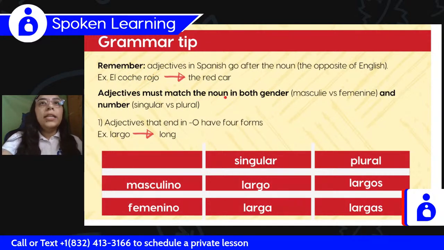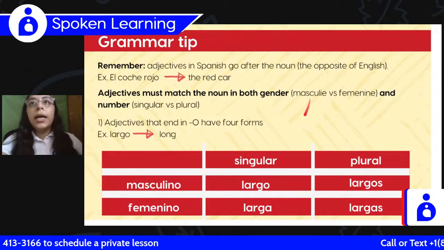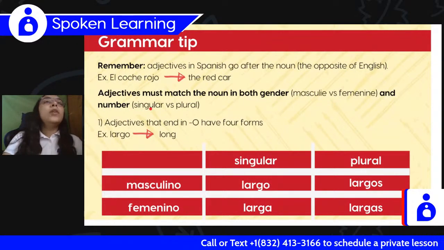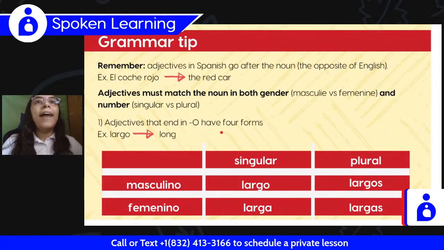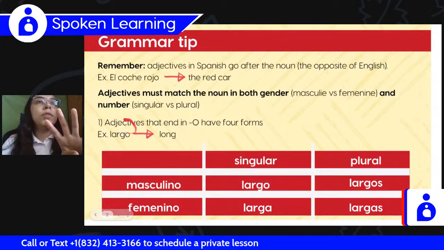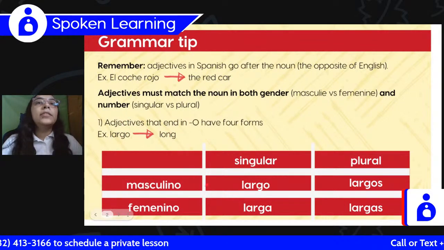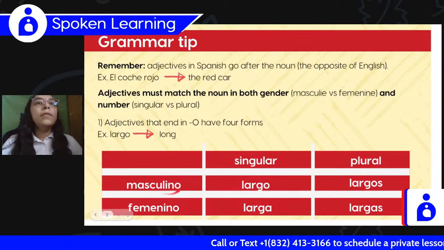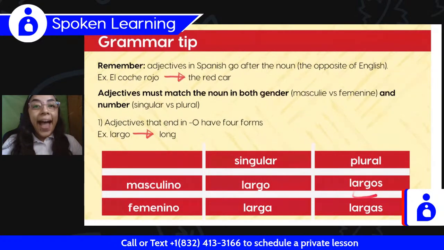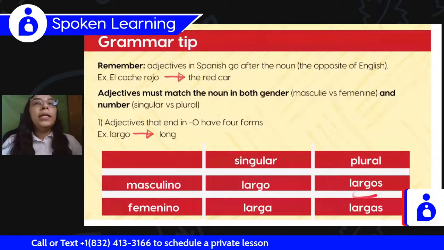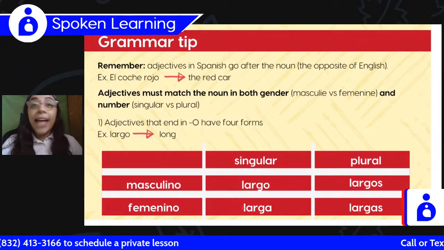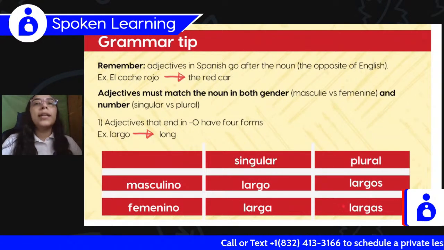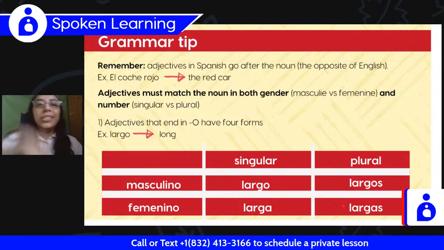Adjectives must match the noun in both gender, masculine or feminine, and number, singular or plural, okay? So adjectives that end in an O have 4 forms, okay? Largo, for example, that's long. It's going to be for masculino singular, largo. For masculino plural, largos, okay? So femenino singular form, larga. Femenino plural, largas, okay? So that's the way we adapt our adjectives to the noun.